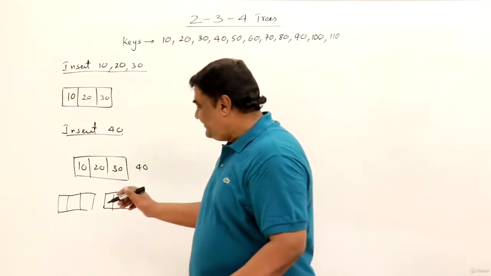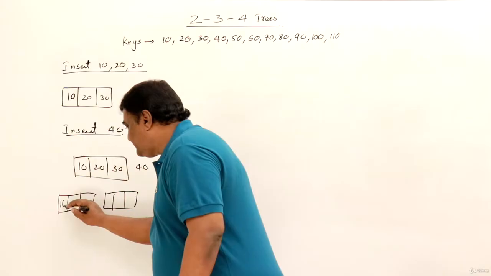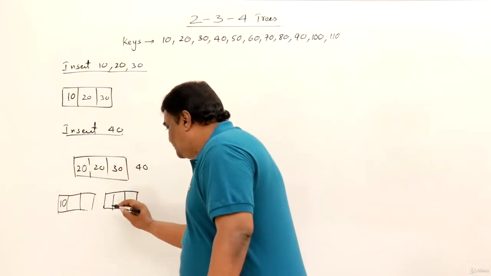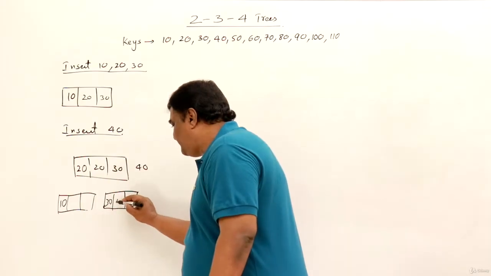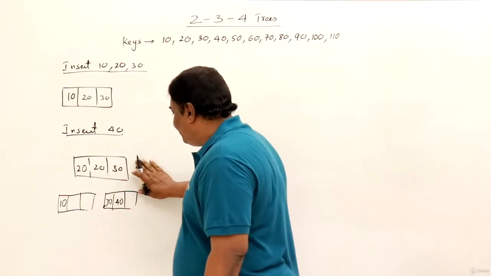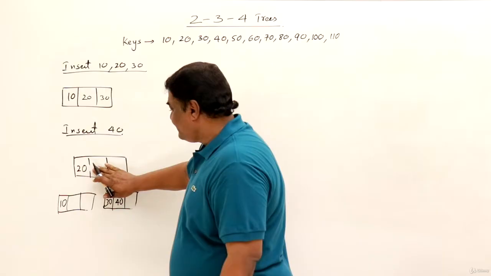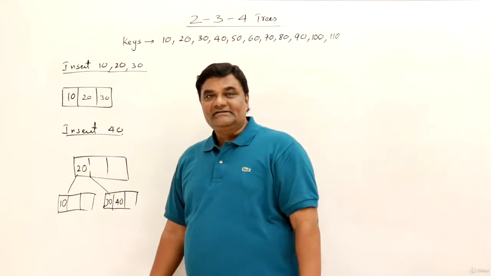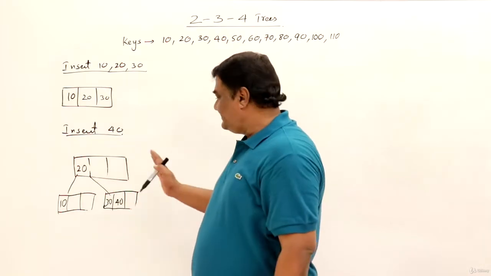So here I will do one thing. I'll take 10 here and 20 in the root, and I will take 2 keys on this side, 30 and 40. So I made it right biased. This is the left child, this is the right child. So splitting is done: 1 key on that side, 2 keys on this side.